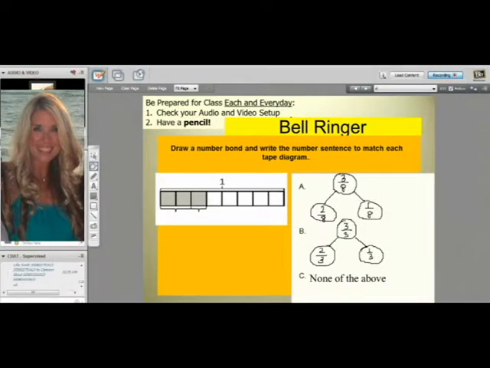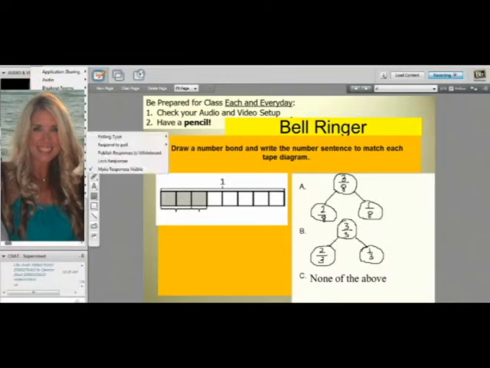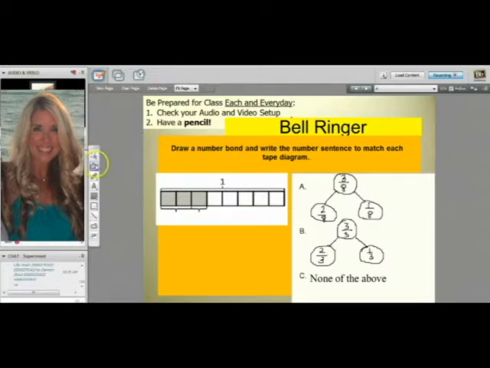Awesome. If you would for me today, go ahead and be polling your answers for your bell ringer. Remember, we are working on drawing a number bond to represent the tape diagram, which one matches. And so, who can explain this to me while we wait for everyone to poll their answers? Claire, will you explain the tape diagram while everyone's making their choices?